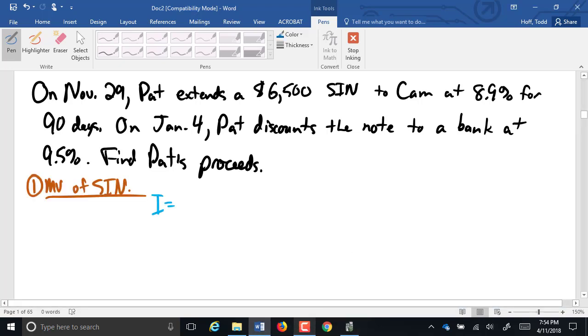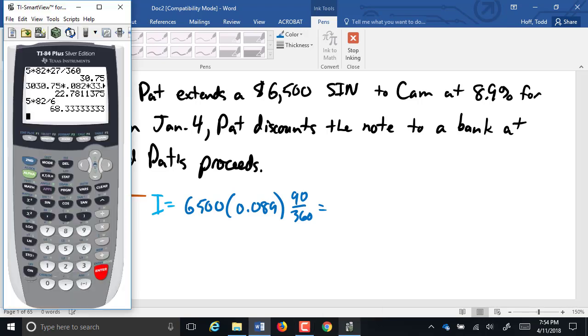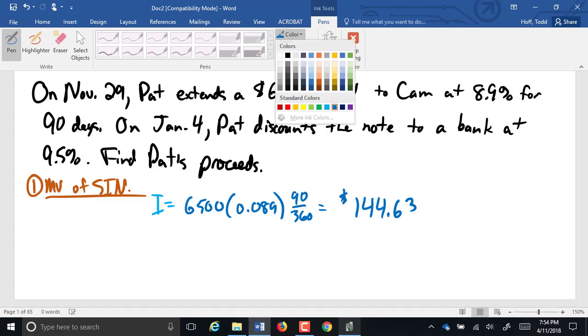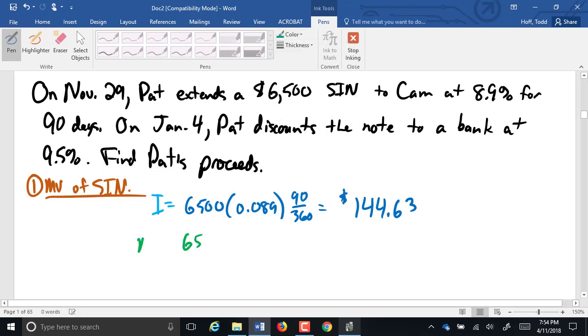So our first step is to find the maturity value of the simple interest note. That'll be the $6,500 times the 0.089 times 90 over 360. Give us 144.63 is the interest. So maturity value 6,500 plus the 144.63 equals $6,644.63.